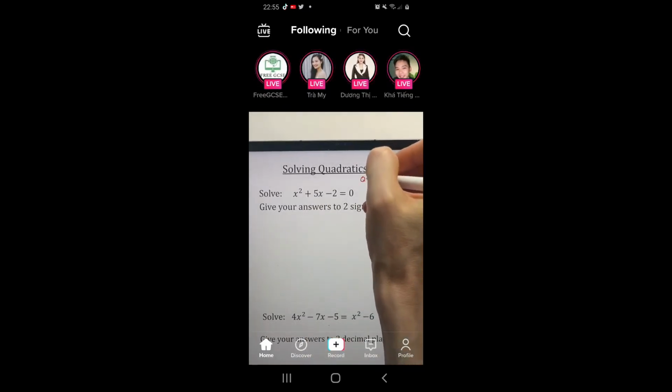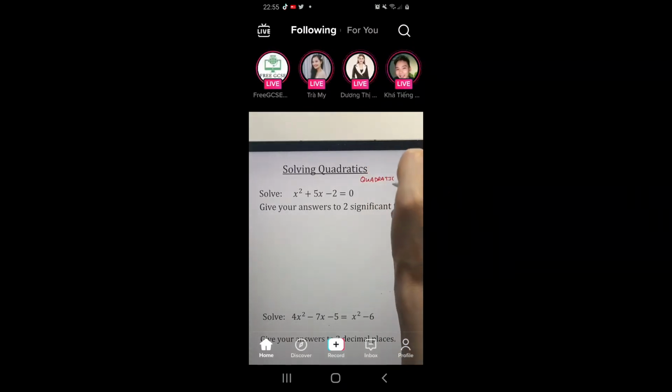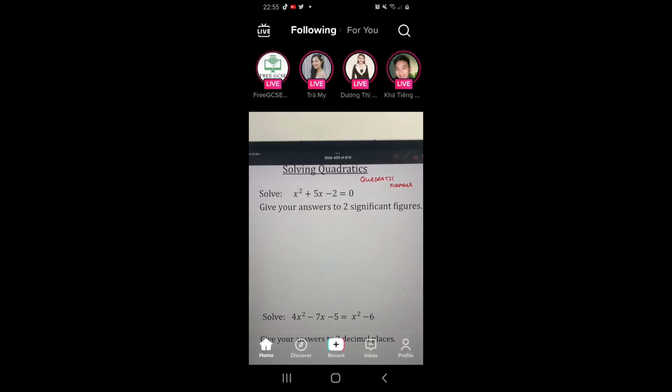So this one here, how do you know when to use factorization? When do you complete the square? When do you use quadratic formula? So just show you very quickly. So here, a quadratic formula is when you're asked to give your answer to significant figures or decimal points, or if you're asked to round it or give your answer as a third. So if you see those words, significant figures, decimal places, or leave your answer as a third, then we should be using the quadratic formula because it means you can't factorize it.